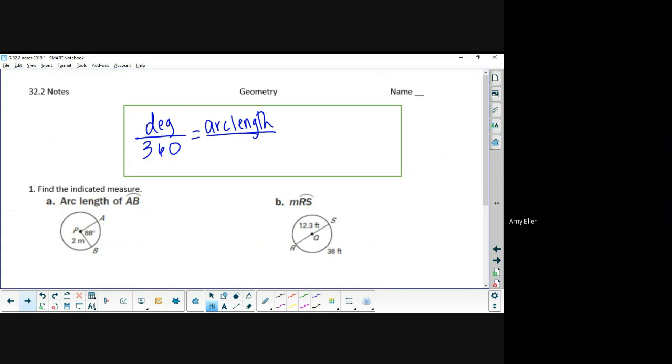Let's draw a picture of arc length. So draw a circle. Pick any angle you want. This outside is the arc length. Do we see how that is a fraction of the whole circle, which we call circumference?